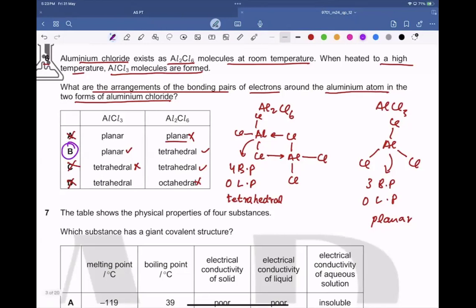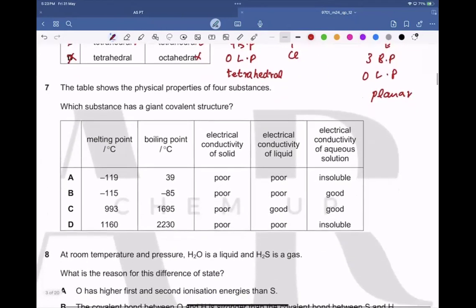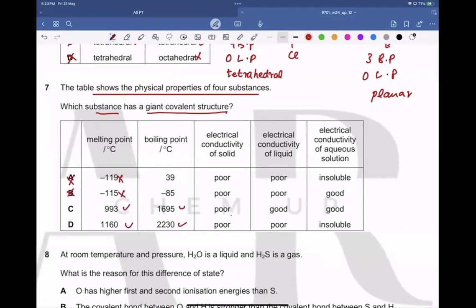Yes, very good, Hassan. Now question number 7. The table shows the physical properties of 4 substances. Which substance has a giant covalent structure? So if it's a giant covalent structure, then it must have a high boiling point. So due to the low boiling point, A and B are excluded. Obviously, high boiling point. Electrical conductivity of solid, yeah, covalent.